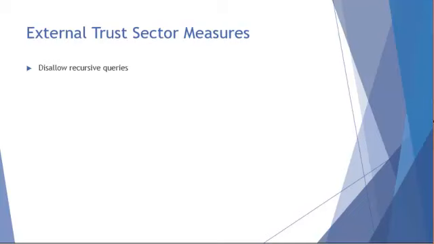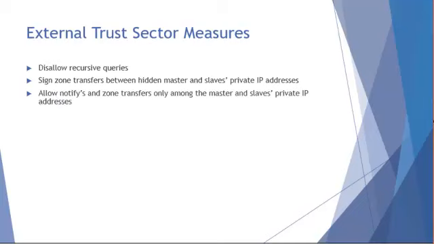So disallow recursive queries. Open resolvers have been found on the internet that can be used for nefarious purposes, so you don't want to participate in that. Just disallow recursive queries on those servers. You want to assign zone transfers again between the hidden master and through that internal firewall we showed a little bit earlier. Again, just to authenticate those, allowing notifies and zone transfers likewise, again through ACLs on the DNS application.